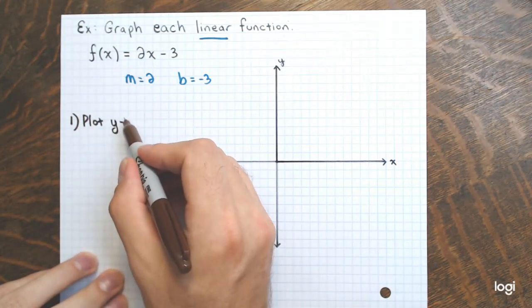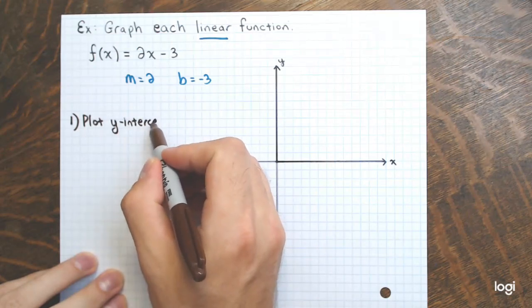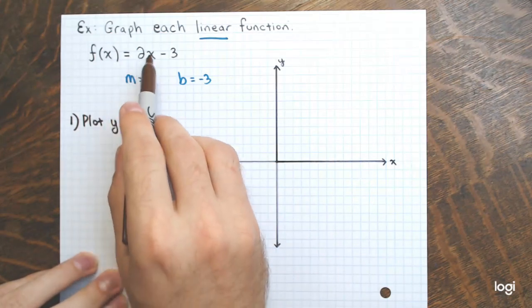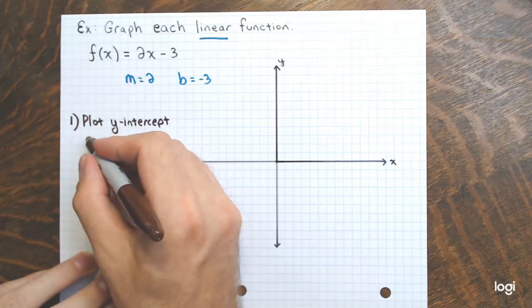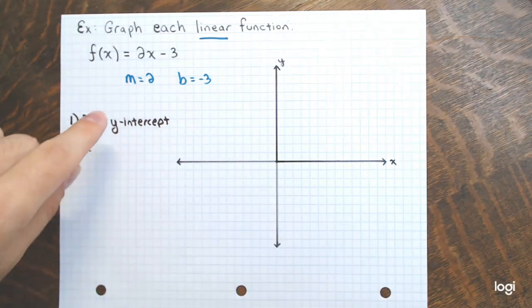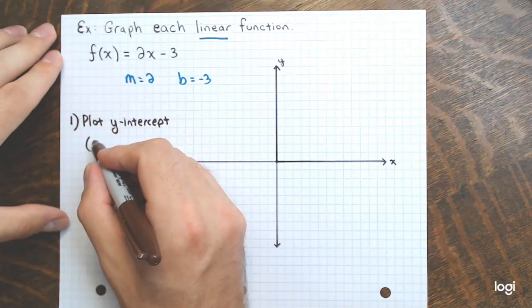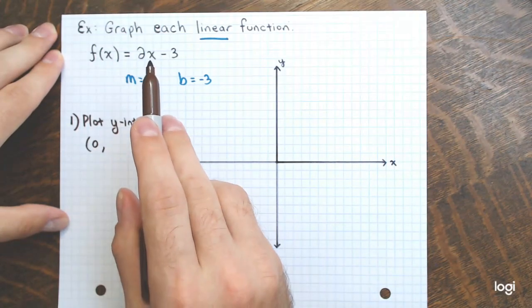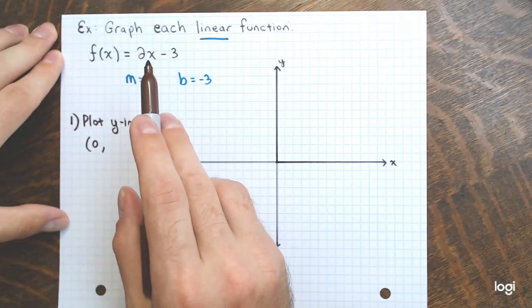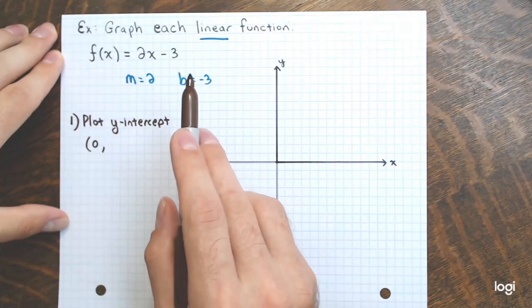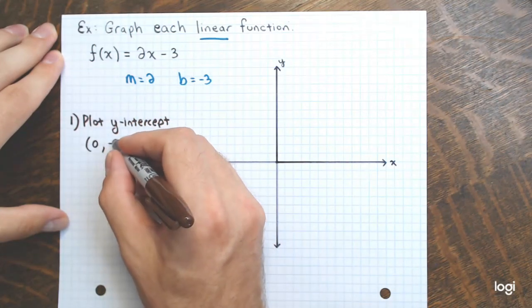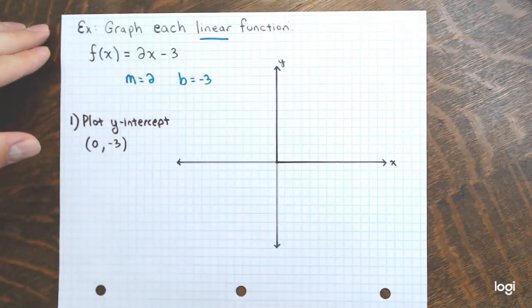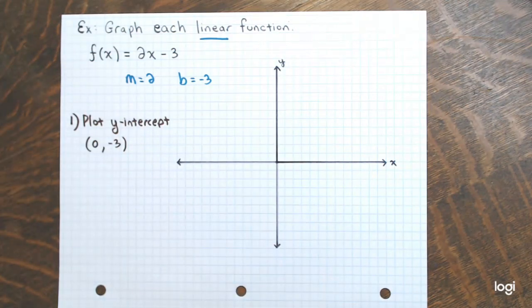All right, so the first thing I'll do when graphing an equation of this form is plot the y-intercept. In here, that would be 0 for the x, right? If you're on the y-axis, the x-coordinate is 0. And if x is 0, you get 2 times 0 minus 3 as the output. Again, that's this b, the negative 3. The b is the y-coordinate of the y-intercept.